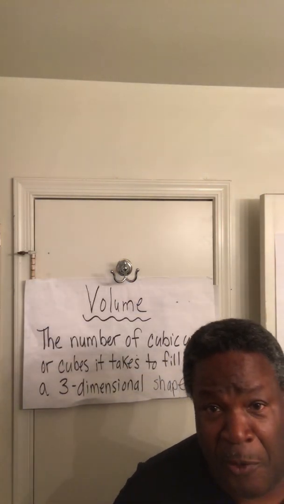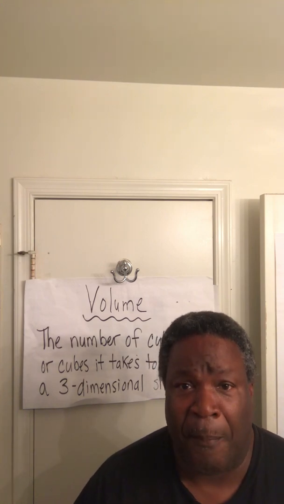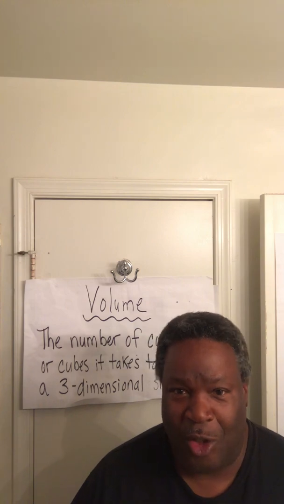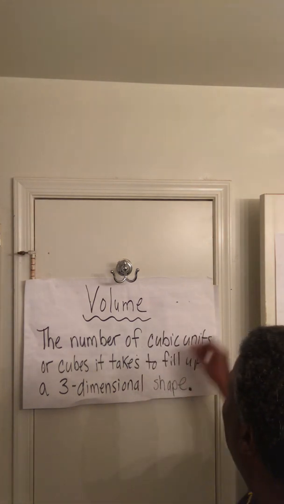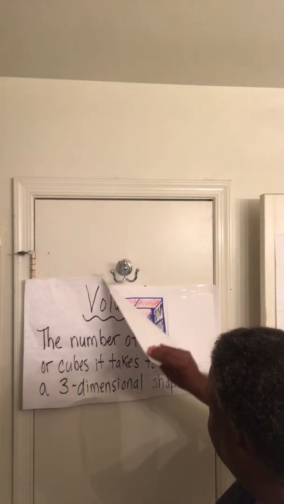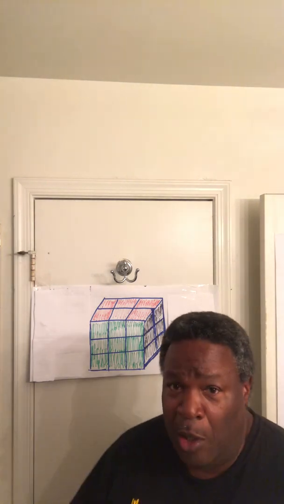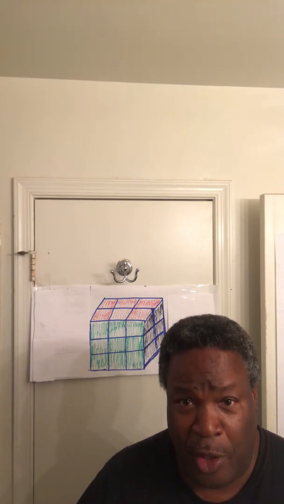One strategy for determining the volume of a rectangular prism that we talked about last week was simply adding up all of the cubes that it takes to fill up a rectangular prism. We're going to take some time to review that strategy with the warm-up activity we're about to do. I need you all to take a look at this rectangular prism that I have drawn, and I want you to determine the volume of this rectangular prism by adding up the cubes.